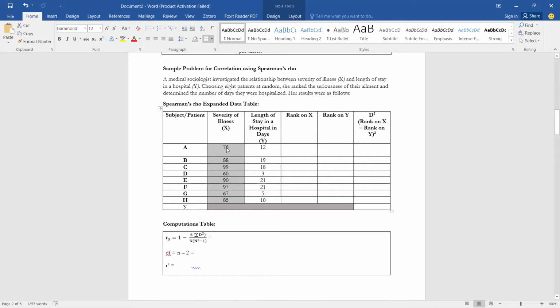So we need to basically rank the patients based on X and Y. Let's do that for X. We start from the highest to the lowest. The highest will be placed as the first, and so on and so forth. So here in the severity of illness, the one who got the highest score is C. So they will be ranked 1 for Spearman's rho.